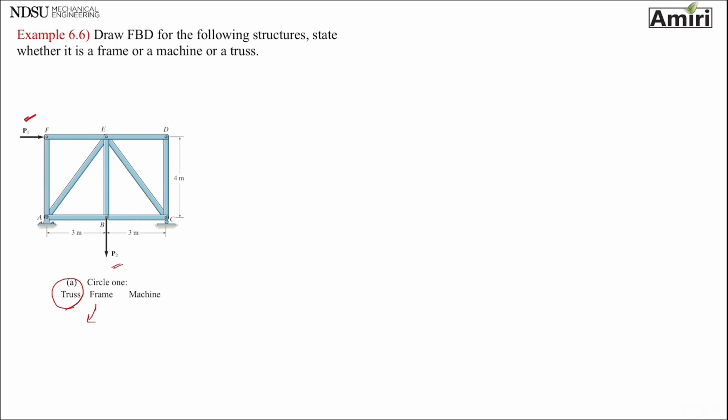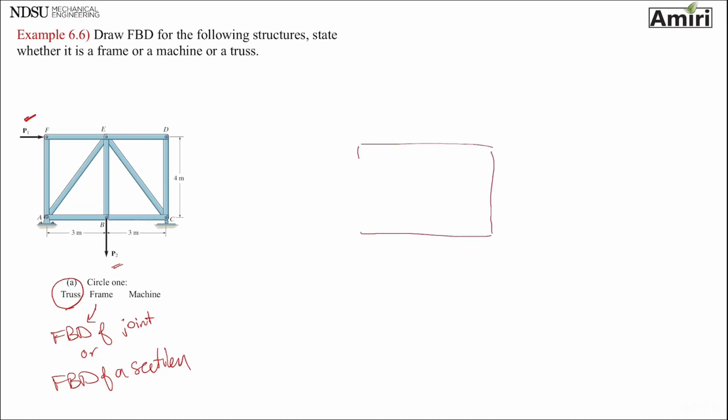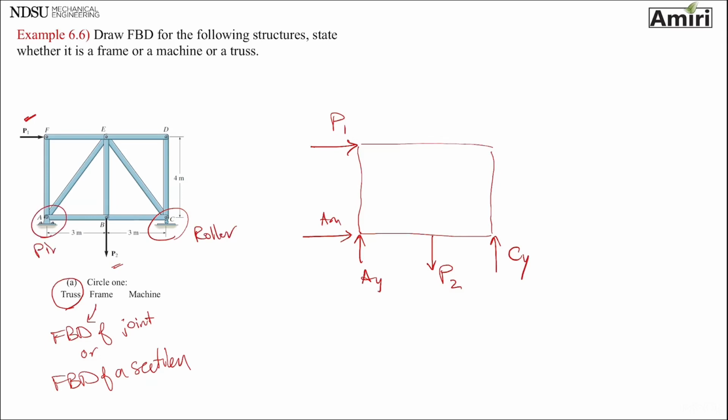So now we would draw an FBD of a joint or an FBD of a section. If we want to analyze this truss, that's how we approach it. But for the sake of this problem, I just like to draw it as a rigid body free body diagram, meaning an outline of it, and then put reactive forces AY, AX, and CY. This is a roller, this is a pin. Okay.